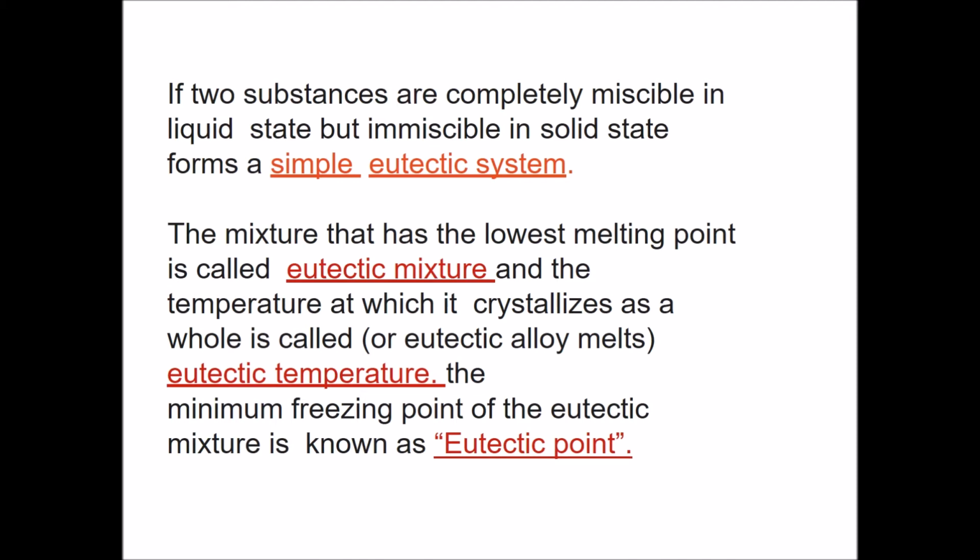So we are now familiar with the terms eutectic temperature and eutectic mixture: a homogeneous mixture of two substances which are completely miscible in the liquid state. Eutectic temperature is the temperature where this composition starts crystallizing, and the minimum freezing point of the eutectic mixture is known as the eutectic point.